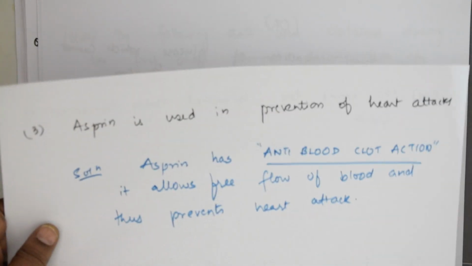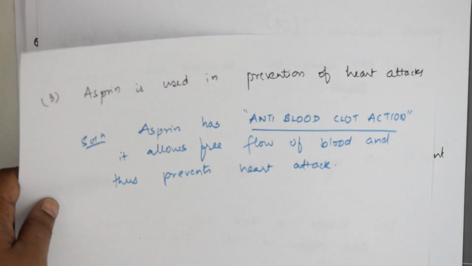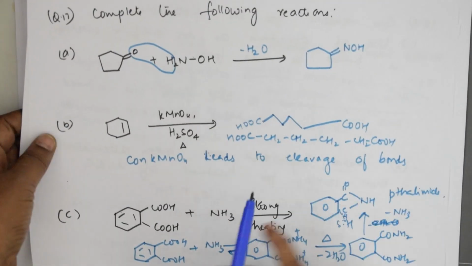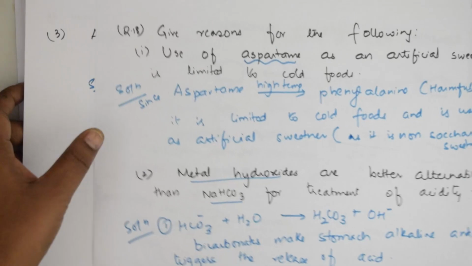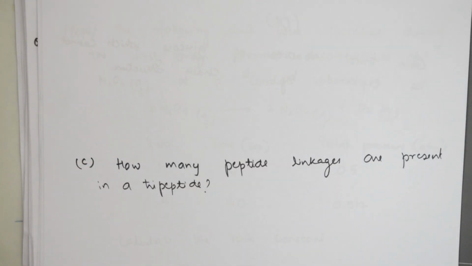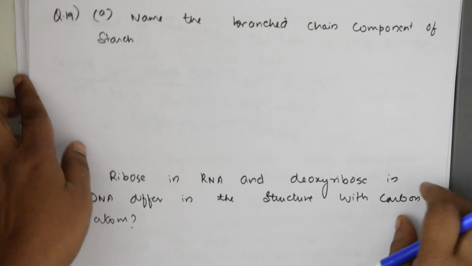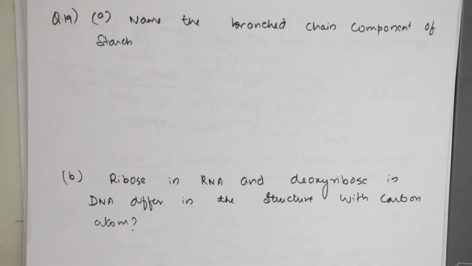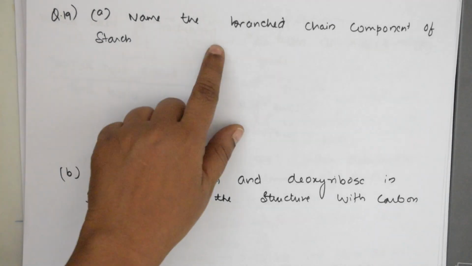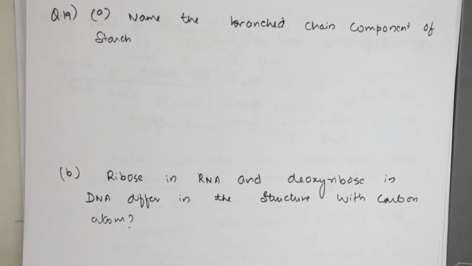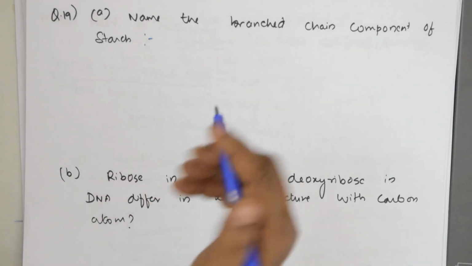Hope this is clear, students. This is your question number 17 which I did, these 2 questions. After that, question number 18 has 3 questions. Now let's come back to question number 19. This is the question, so let us write. Name the branch chain component of starch. They asked you to write only the name. What is the branch chain component of starch?